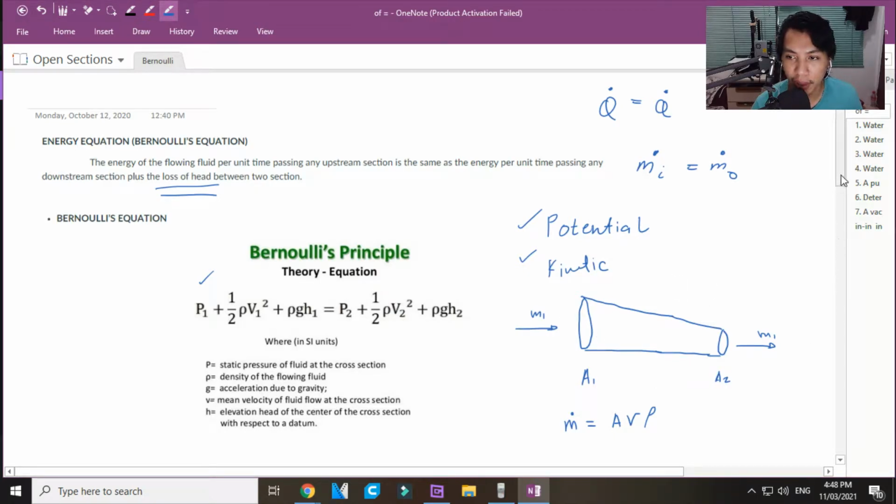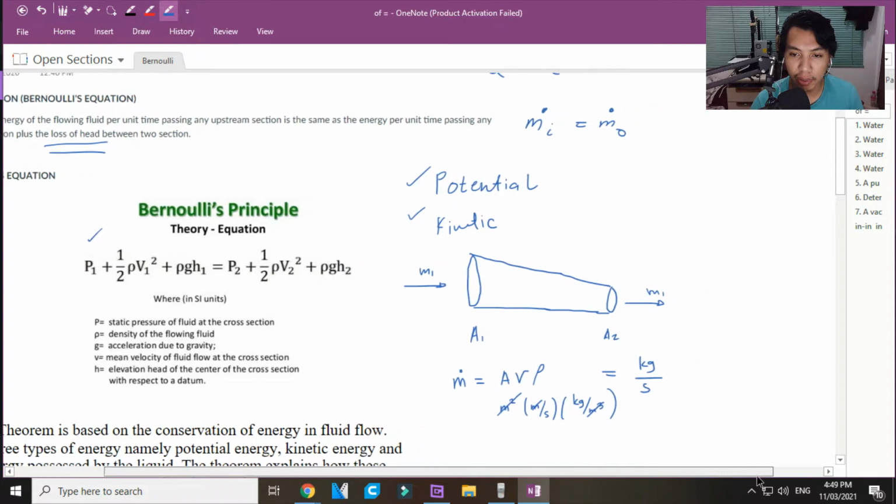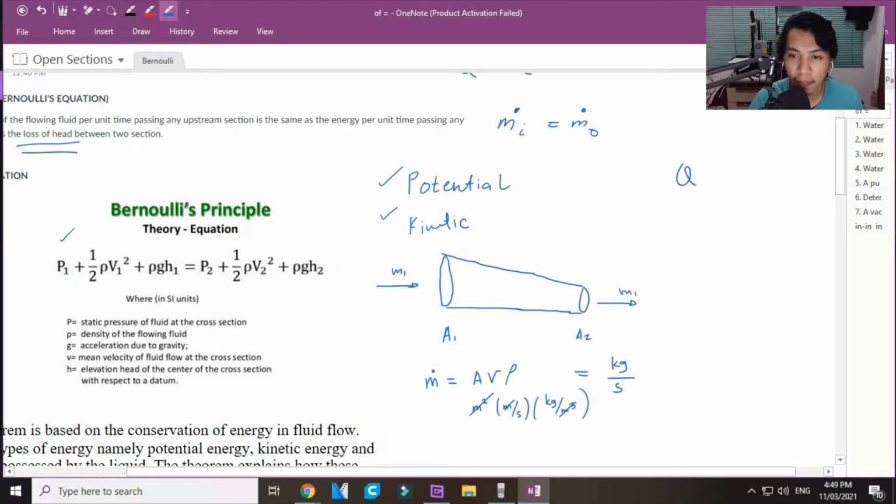Check na natin dun. Ano ba unit ng area? Okay? That is m squared. Yung velocity, meter per second. The density is kilogram per meter cube. Oh, ayan, no? Ma-cancel out natin tong units na to. Ayan. So, ibig sabihin, the mass flow is in kilogram per second. For continuity equation, we resort with this. The flow is constant throughout the system.